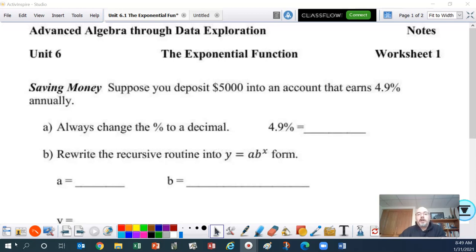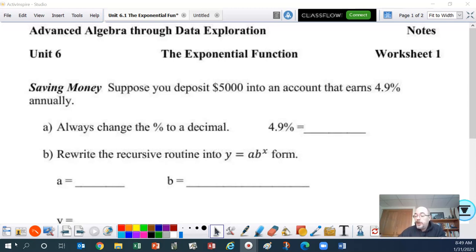All right, so ladies and gentlemen, we're going to be looking at the exponential function a little bit closer today, and we're going to be dealing with money, okay, real life situations. So, saving money. Suppose you deposit $5,000 into an account that earns 4.9% annually.